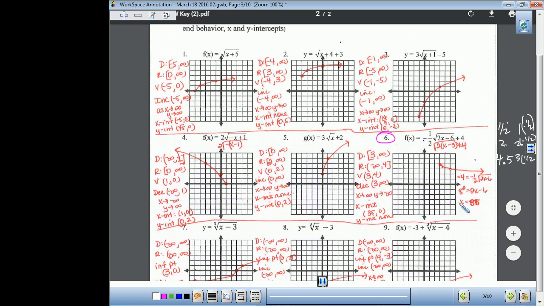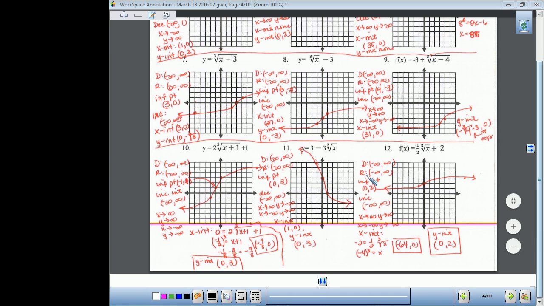And did you guys have any problem solving for your x or y intercepts? Nope. Awesome, awesome. All right, let's take a look at the last ones, which are our cube roots, inverse of our cubic function, correct? Yes.